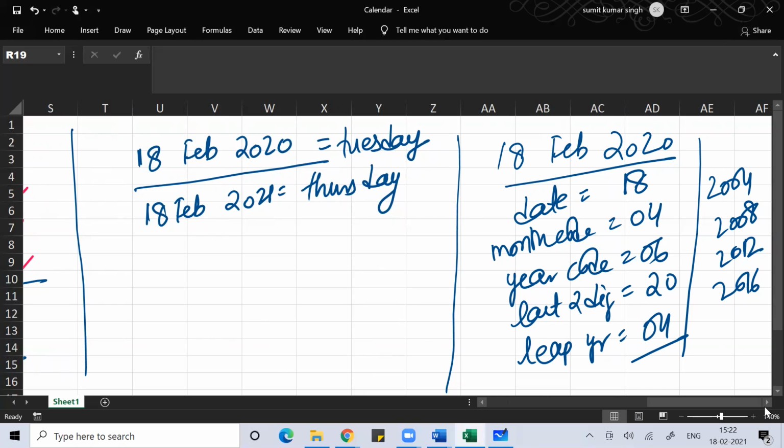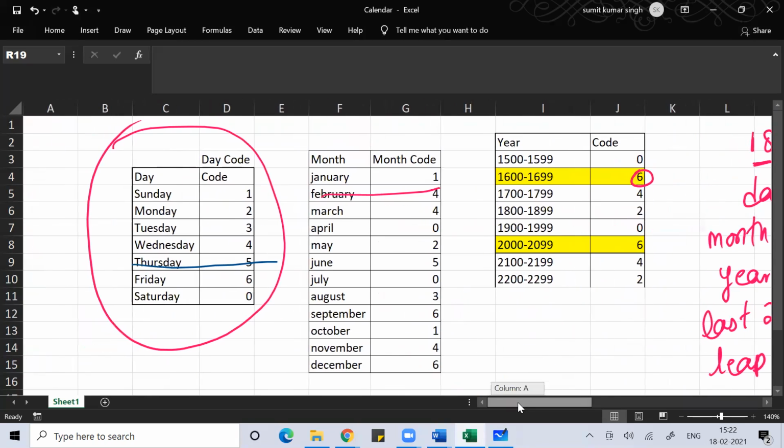So you add this: 18 plus 4 is 22, 6 plus 4 is 10, making 30, 30 plus 18 is 48, 52. 52 divided by 7 gives remainder 3. 3 means Tuesday. You can check.